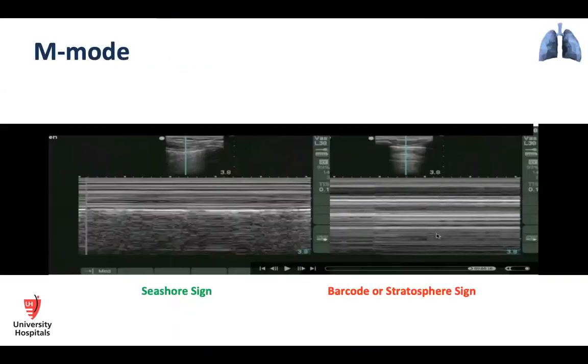Then there are two signs over here called the seashore sign and the stratosphere sign. The seashore sign is what normal pleura results in. So pleura that causes lung sliding causes an artifact that results in the lower layers not being imaged correctly, and it looks like a very sandy, grainy seashore. When there is a pneumothorax and lung sliding is absent, that artifact disappears, and you basically get what's on the right, called a barcode or a stratosphere sign. Lung sliding, by and large, is the most important thing that we look for.